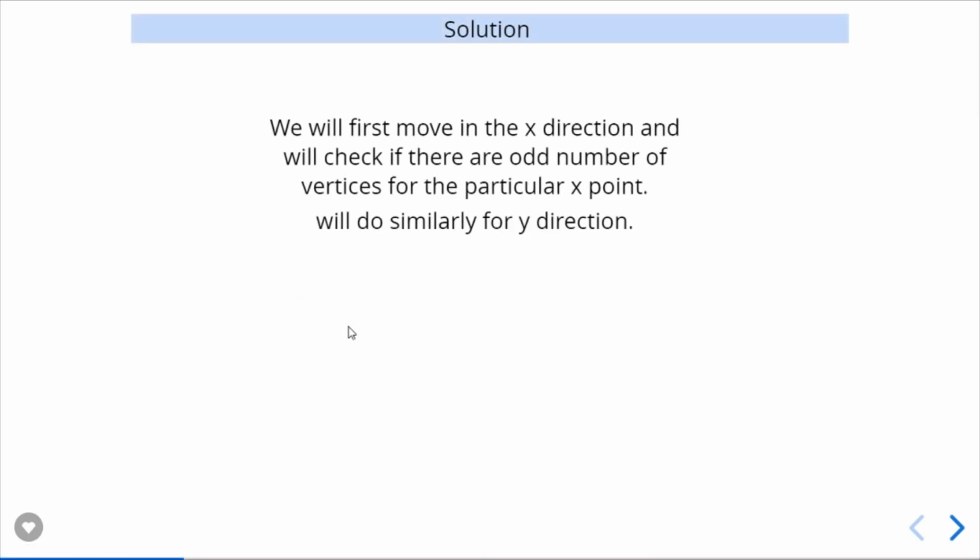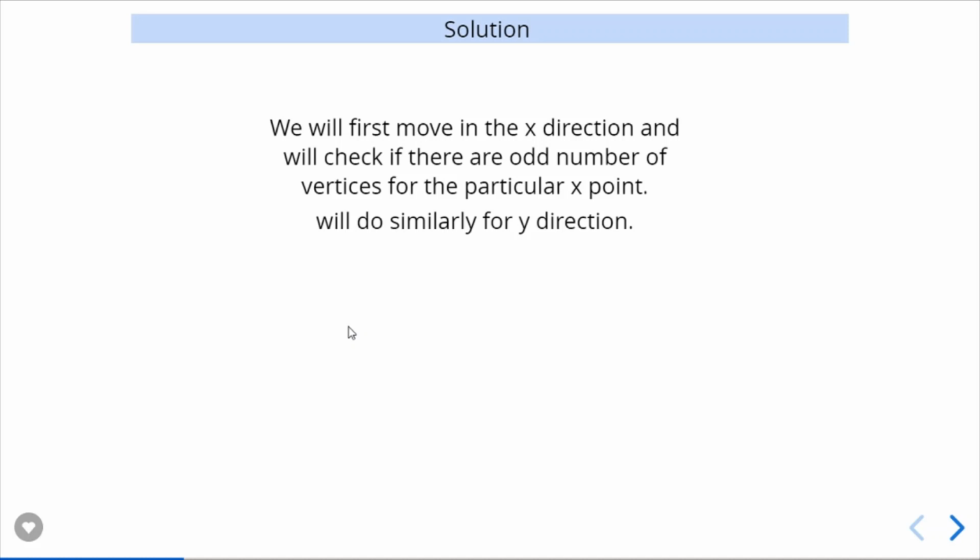The solution of this problem is very clear. We take all the x coordinates of the points and check whether there is any value repeating an odd number of times. If there is, that means the missing point's x coordinate is that value. Similarly, we do it in the y direction: if the frequency of any y value is odd, that is the y coordinate of the missing point. We output that x and y coordinate, and that will be our missing point.